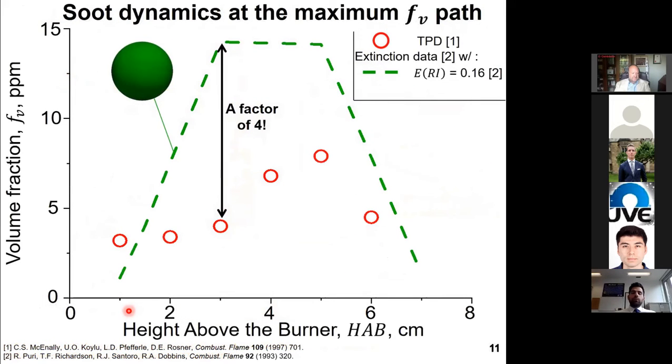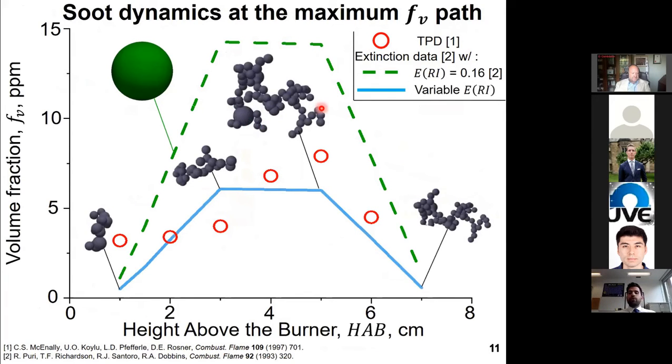So we go back to the soot volume fraction evolution at the maximum volume fraction path that I showed you earlier. We are going to use exactly the same light extinction dataset that I showed you before. But now we are using a variable absorption function to account for the evolving soot morphology. As you can see over here, the soot volume fraction that we obtain that way is in excellent agreement with the volume fraction obtained by thermocouple particle densitometry. So just accounting for the realistic soot morphology improves significantly the accuracy of the soot volume fraction obtained in the maximum volume fraction path of the Santoro flame.